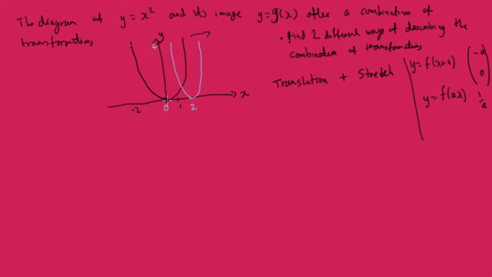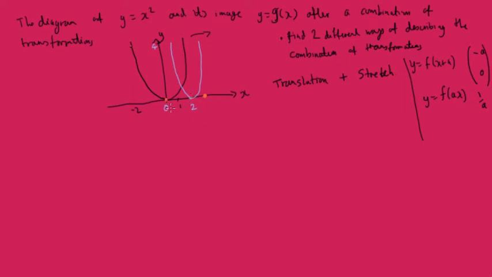Let's think of a translation by 3. So the minimum is going to move to the 3. And then when we stretch, we're going to consider that by just a half. A is going to be 2, so it would be a half. 3 divided by 2 is going to be 1.5. The minimum of our new image, g of x, is in the wrong place.